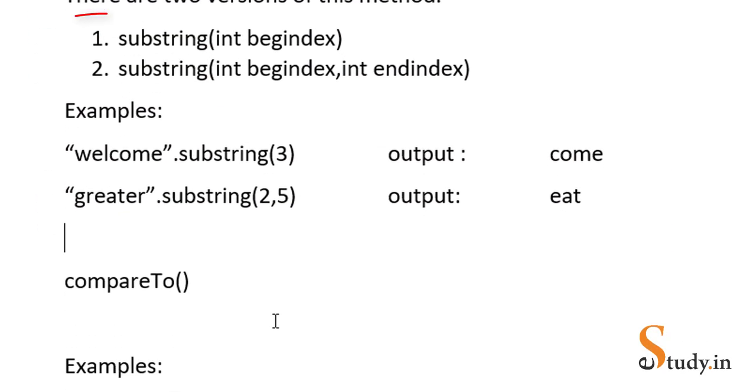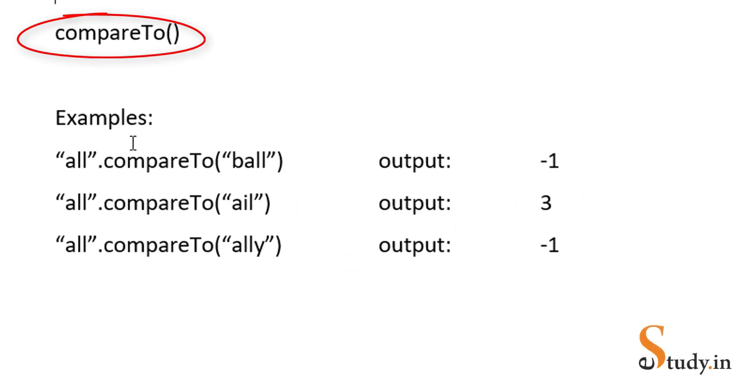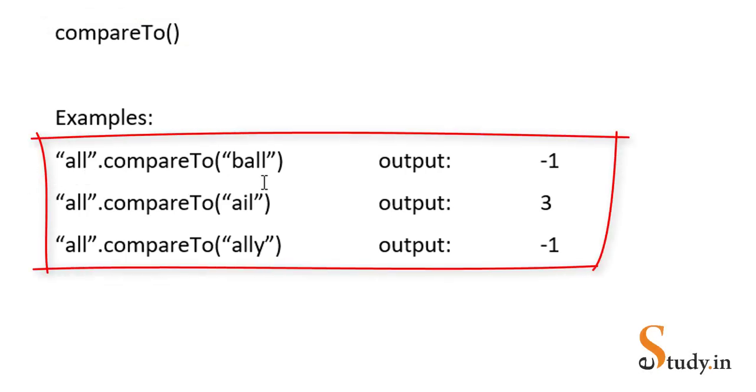Now the second method which we are going to cover in this video is the compareTo method. The compareTo method will compare the Unicode of two strings, and the output is an integer value. It's a number. So let's understand the compareTo method. Let's suppose we have all dot compareTo wall.